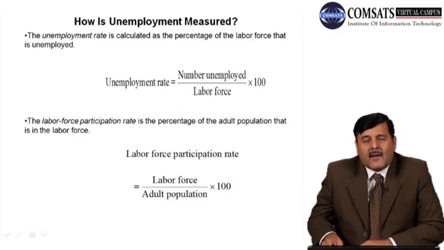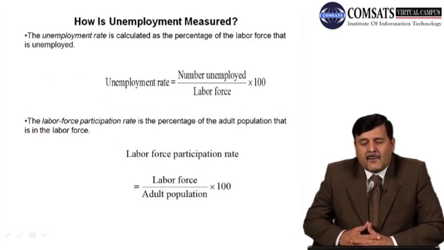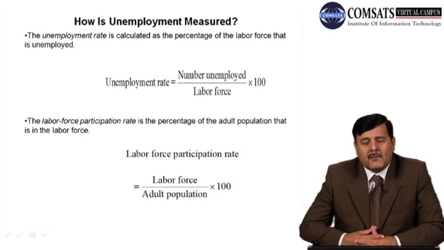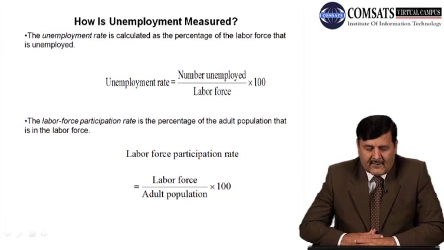Unemployment rate, as we know, is calculated as the percentage of the labor force that is unemployed. So we can write the formula: unemployment rate is equal to the number of unemployed workers in the economy divided by the labor force, times 100. This will give us the actual rate of unemployment in the economy. So using this formula you can measure the unemployment rate.